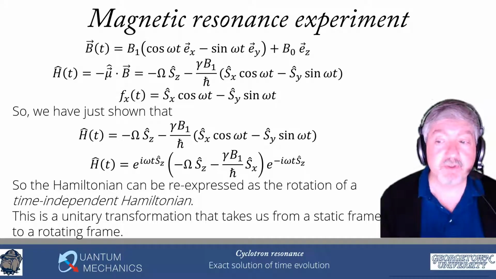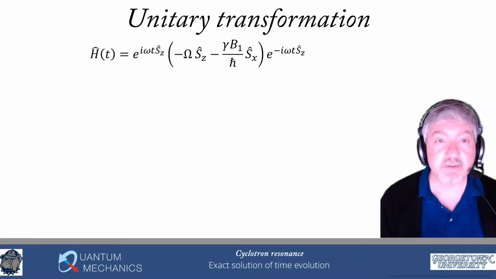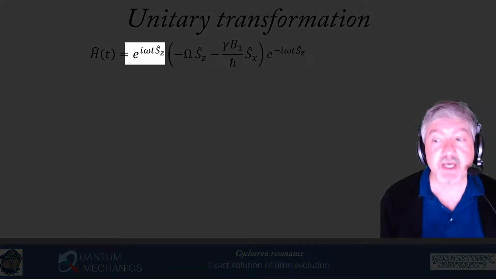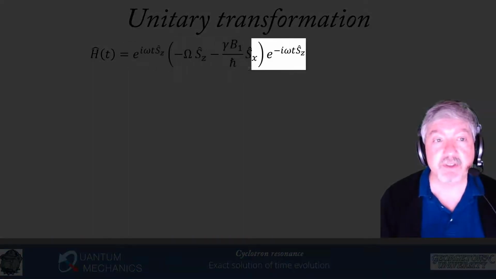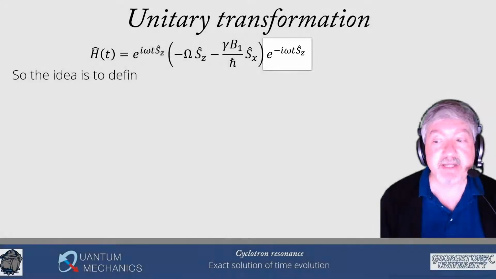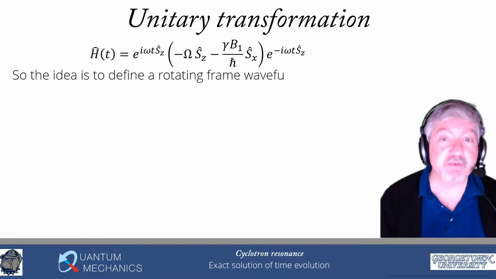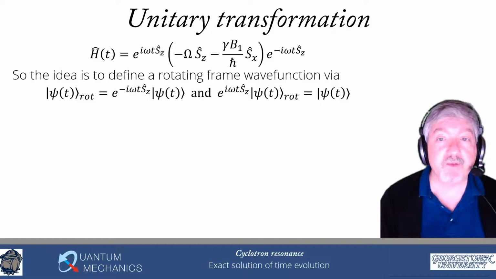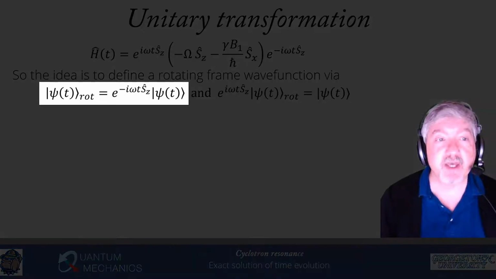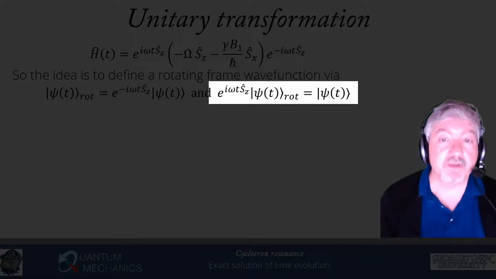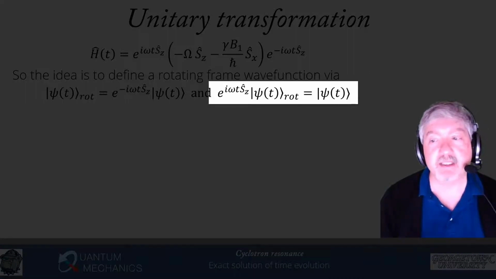And that means I can do a unitary transformation on the states. And so that's what we're going to look at next. So remember, the Hamiltonian is written as this unitary transformation. You can think of that as a U dagger, static Hamiltonian times a U, as a sandwich, if you like. And the idea is that we're going to define a rotating frame wave function via psi rotating as e to the minus i omega t sz times my original wave function. Or if I take my rotating wave function and multiply it by e to the i omega t sz, I'll get psi of t.